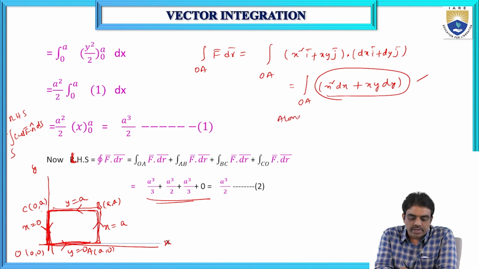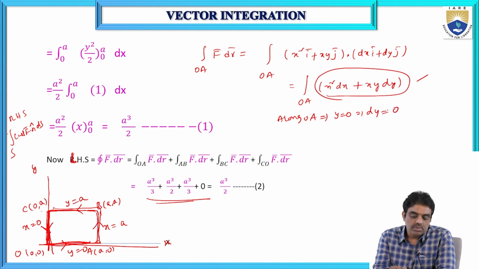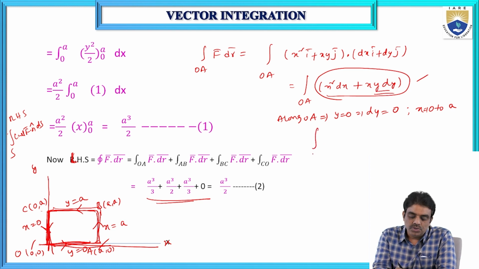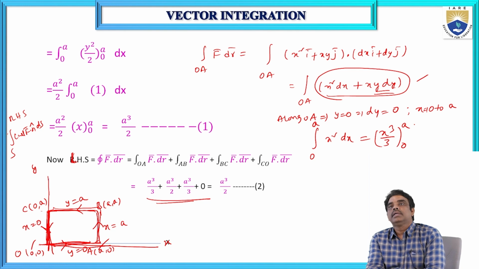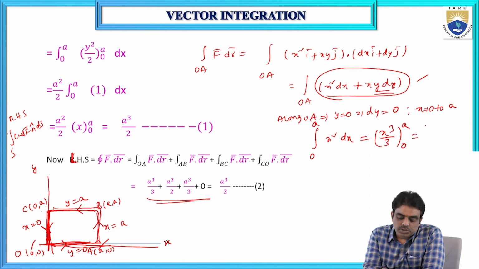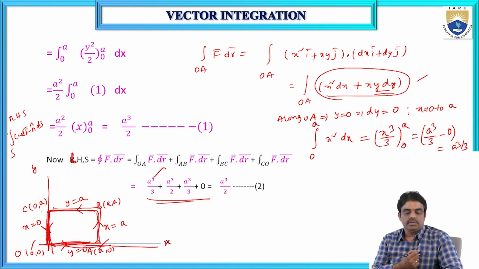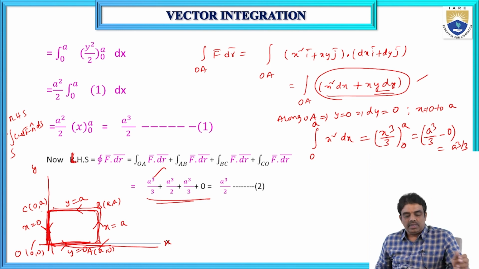So along OA, what is the equation of OA? X-axis, y is equal to 0. So dy also 0. And x varies from 0 to a. Y is 0 means dy is 0, so the second term, the entire term, is 0. You will only get the x square dx value. First term x square dx, but x varies from 0 to a. That is x cube by 3 between 0 and a. X square integration is x cube by 3. On substituting the upper limit, a cube by 3 minus 0, that is equal to a cube by 3. That is the first value, a cube by 3. So now you may be clear how to get the value of the integral of f bar dot dr bar along OA.